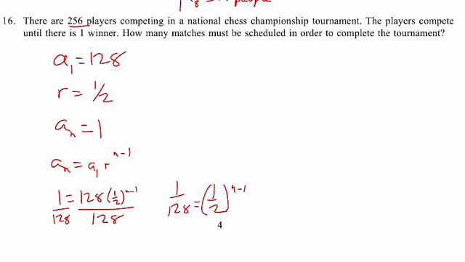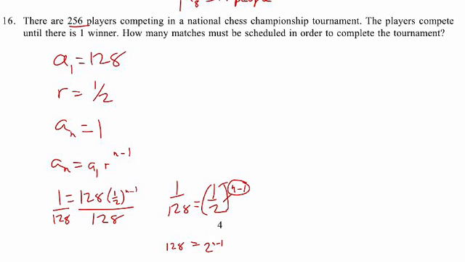Now, you're probably thinking, Mr. Brasser, that doesn't help me much. Sure it does. The reason is we can actually change this, since the exponent is being distributed to both top and bottom. We have 1 over 128 equals 1 over 2 to the n minus 1. I didn't bother putting it on the top because 1 to any power is 1, always. And the reason I say that helps us is because now we can cheat a little bit. We're going to just erase the top part.